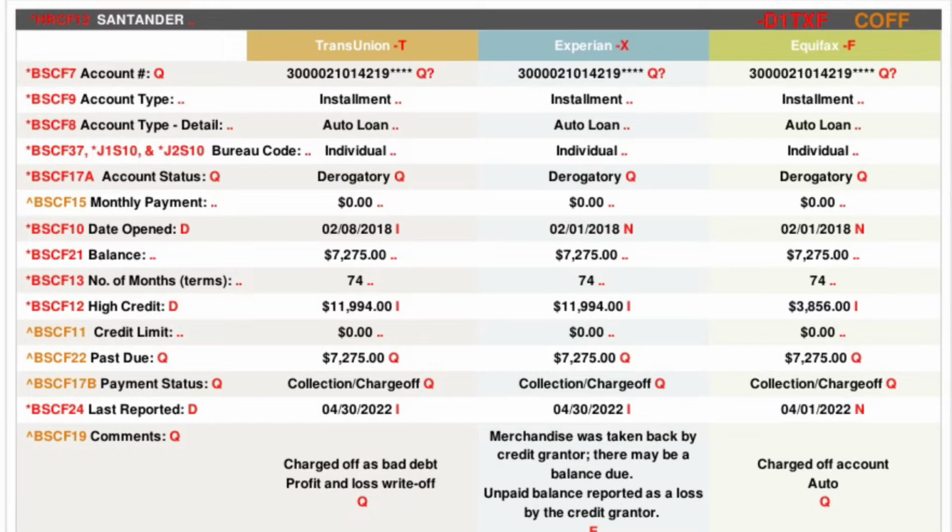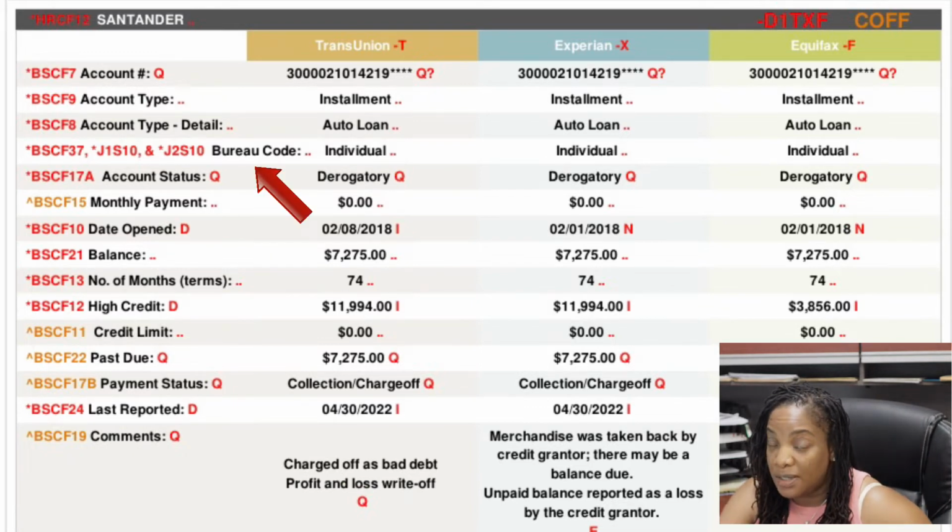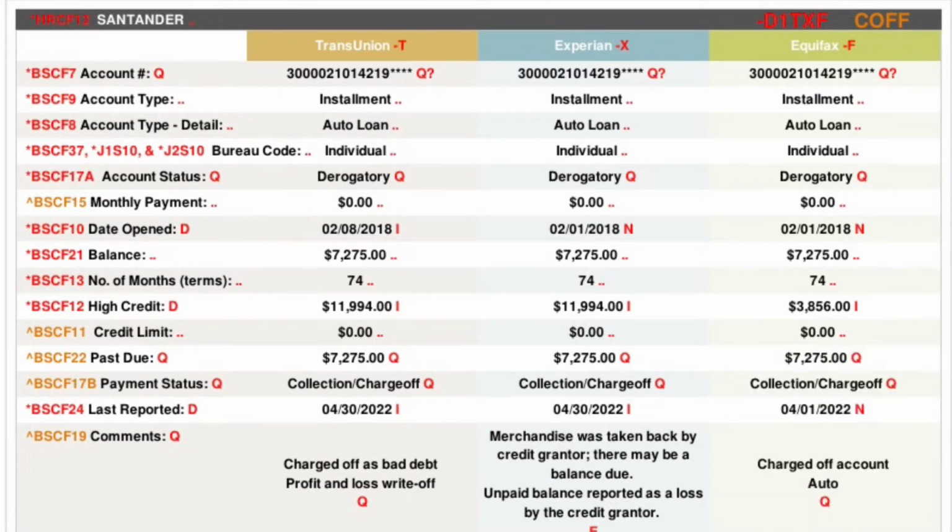Under that, where you have account type, that's base segment character format 9, and we are disputing that as well. Now we're getting down to the credit bureau code, which we call the ECOA code. This stuff is mandatory, and this is very questionable: J1 segments, J2 segments. We're challenging that as well, and that lets Oscar know.